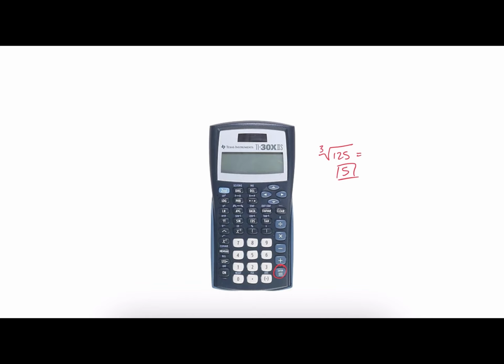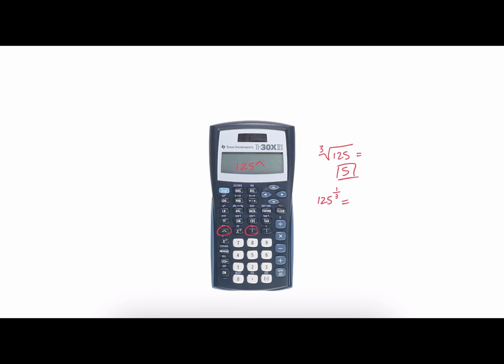Another way to type that in is, like we said before, raising something to the 1/3 power is the same thing as taking the cube root. And we can type that into the calculator by typing in 125, followed by the caret button, which is just raising something to the power of another number.